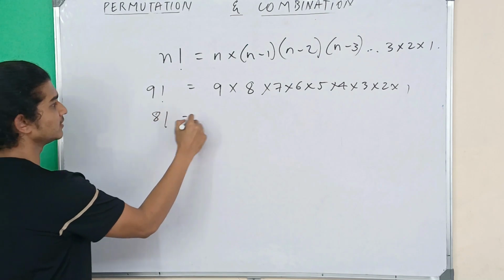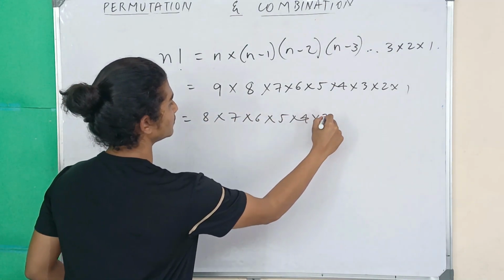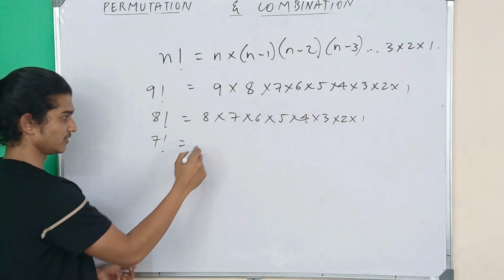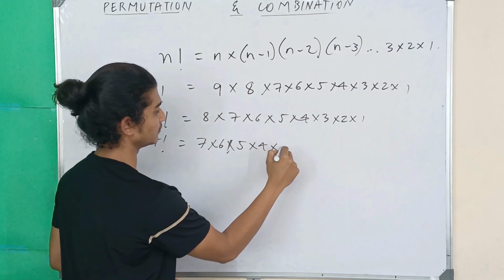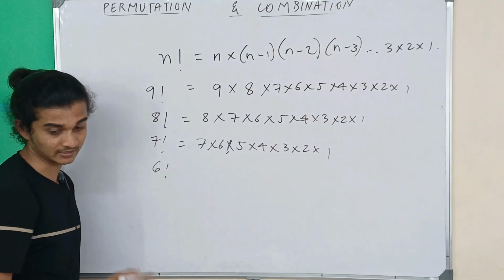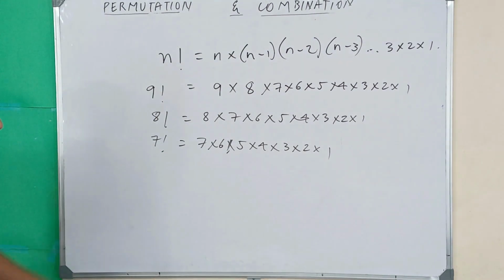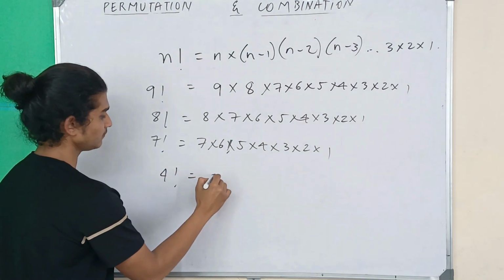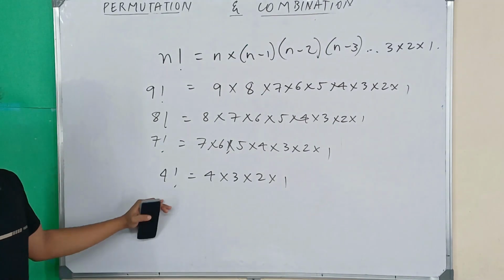8 factorial is 8 into 7 into 6 into 5 into 4 into 3 into 2 into 1. If I say 7 factorial, it's 7 into 6 into 5 into 4 into 3 into 2 into 1. If I say 6 factorial, it's basically like that. Now you might get a rough idea of what factorial is. Suppose I say 4 factorial, it is basically 4 into 3 into 2 into 1. Now this is the basic thing which you need to know.